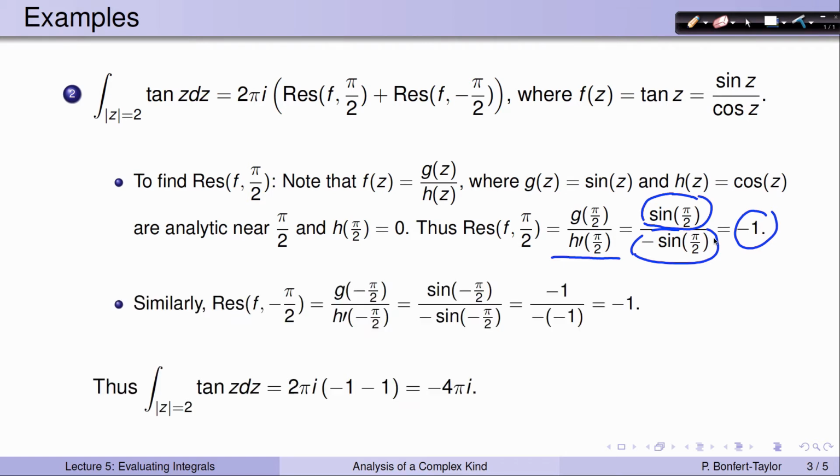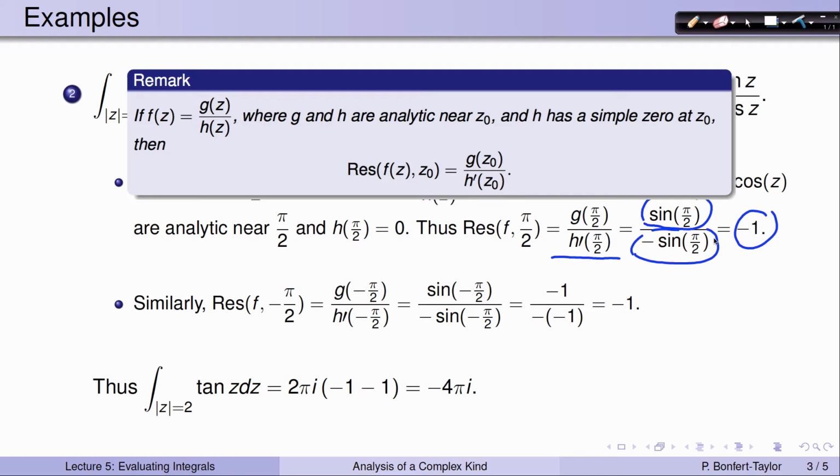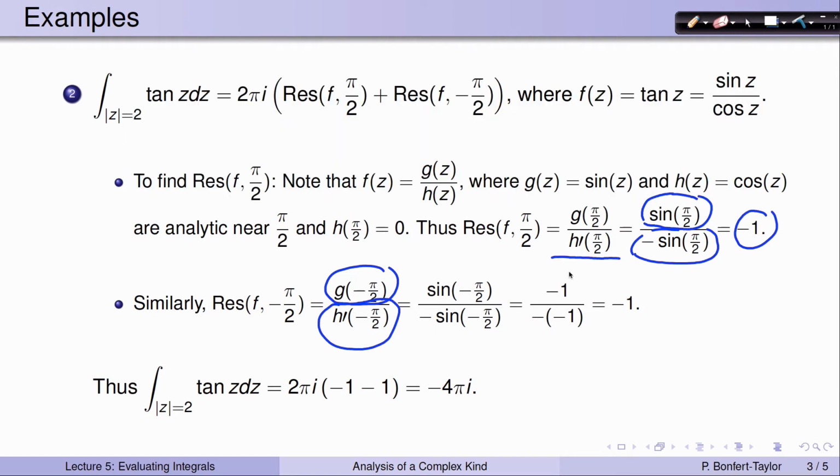Similarly, the residue of f at negative pi over 2 is the numerator at negative pi over 2 divided by the derivative of the denominator at negative pi over 2, because the denominator function cosine z again has a simple zero at negative pi over 2. Therefore, we can evaluate g of negative pi over 2, which is sine of negative pi over 2, divided by the derivative of the denominator, negative sine of negative pi over 2, which evaluates altogether to a quotient of negative 1.